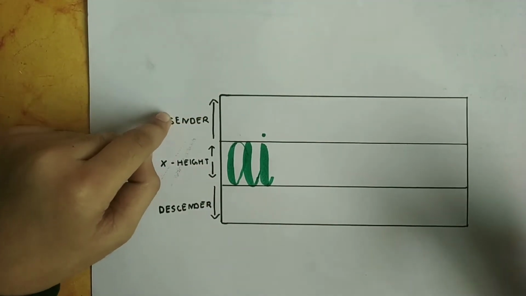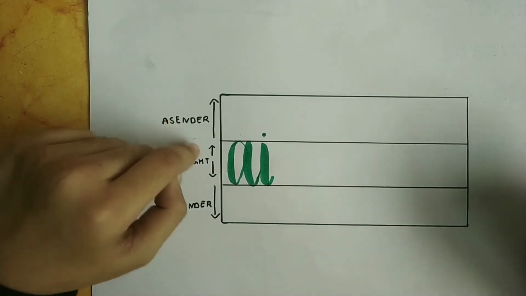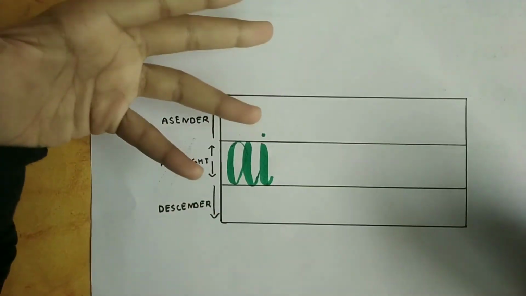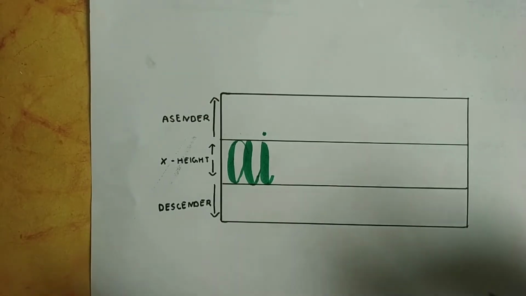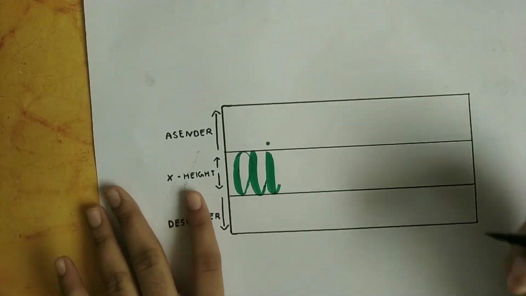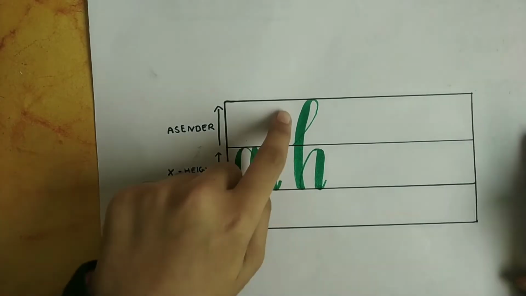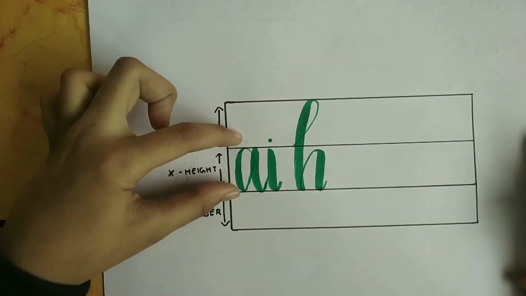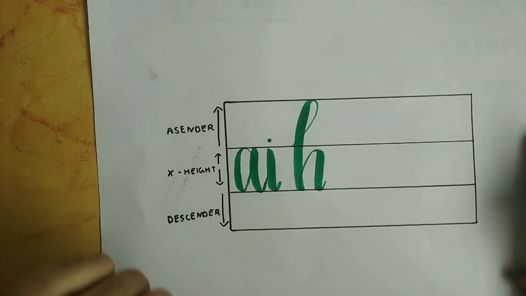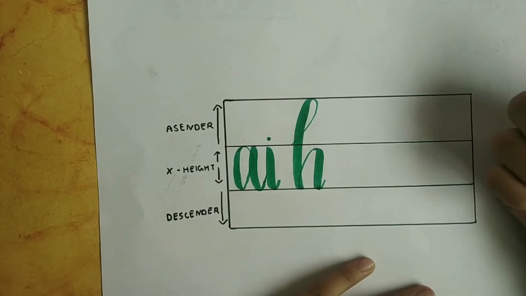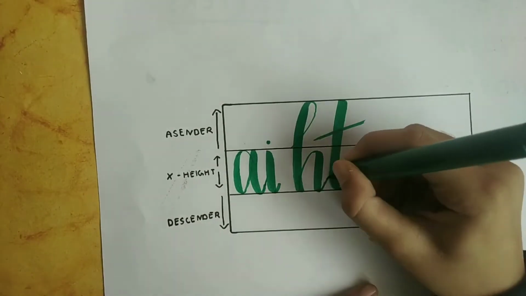Now next, coming to the ascenders, those are where you're going up. Let me show you, these are B, H, D, all of those letters. As you can see, this line is going upwards and not really in this area. So these letters are called ascenders. I'll give another example, T.